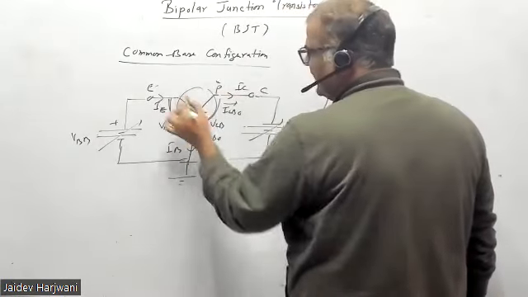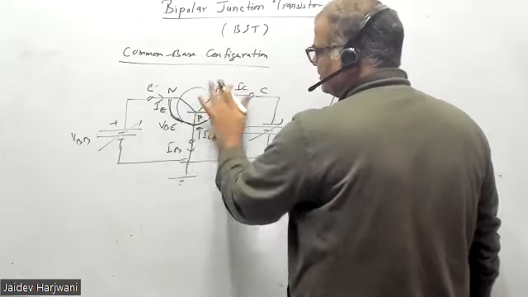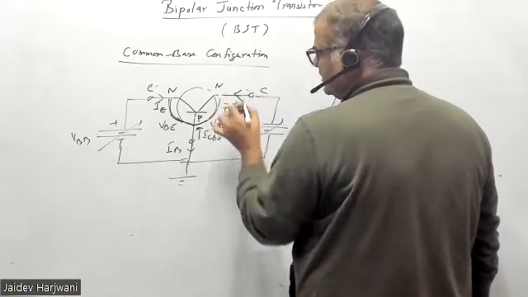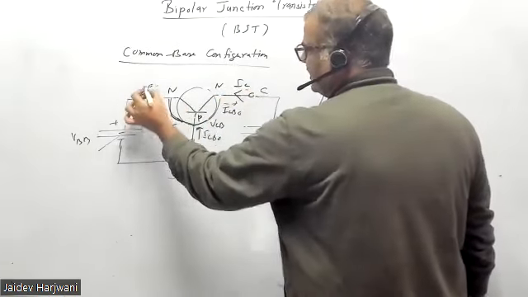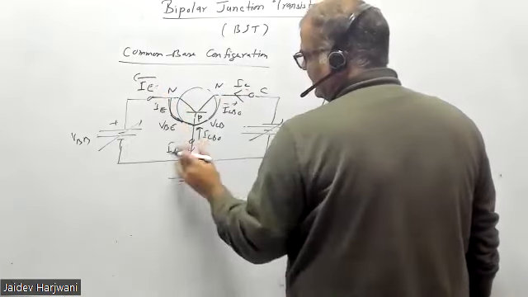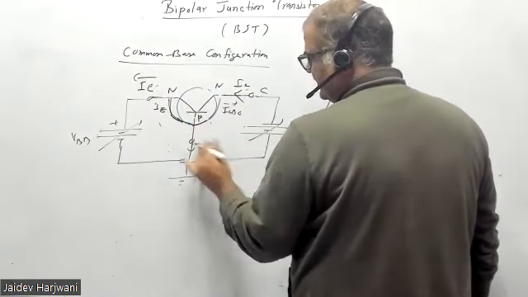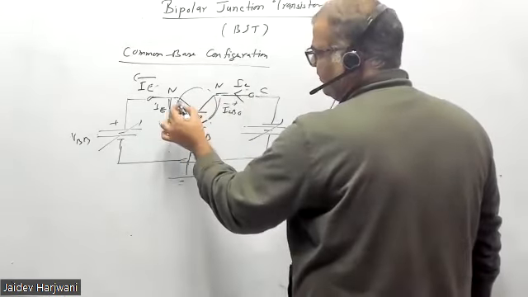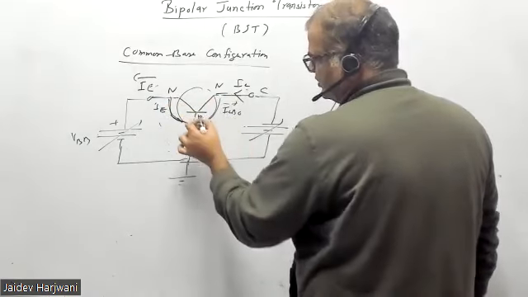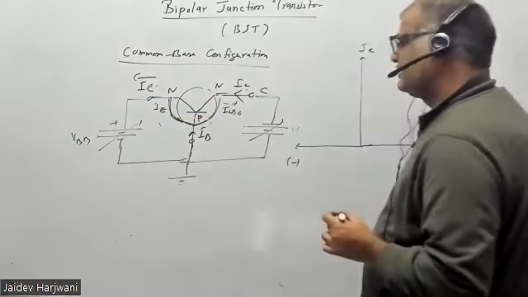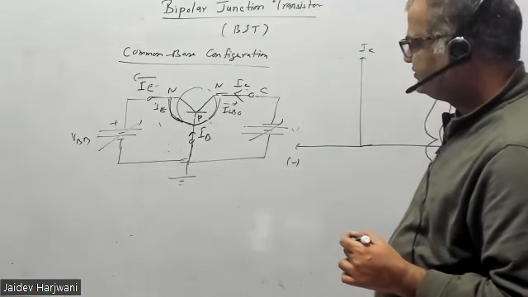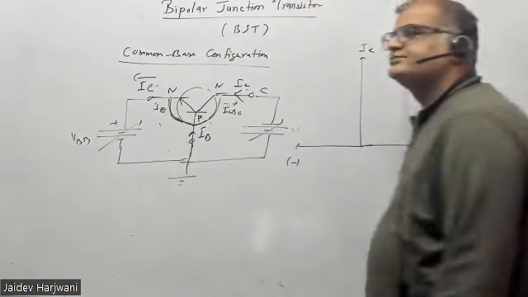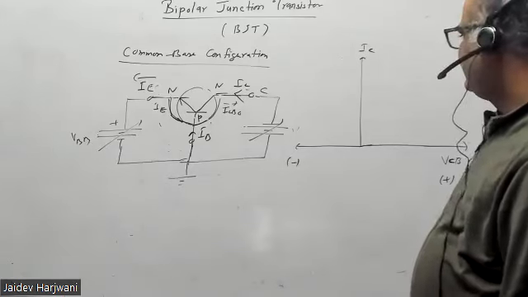So this is my NPN transistor, okay, because I'm drawing for NPN transistor now. For NPN transistor, everything becomes opposite. This IC goes inside, IE also goes outside, and this IB also goes inside, okay. These are the main currents I'm drawing now. Tell me, what is the current direction for NPN transistor? The current direction will be like this. So I am drawing this for NPN transistor.